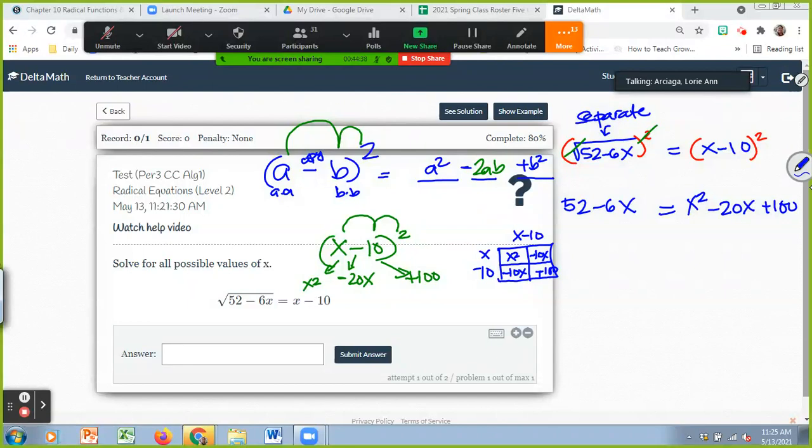Alright. Okay, so now we're going to move everything. You're going to make this one 0 equals. So subtract the 52 from here. And then subtract, no, not subtract because it's minus. You have to add the 6x underneath the 20. Okay, so now let's get the final form. X squared, negative 20 plus 6 is negative 14x. And then 100 minus 52 is 48. My bad, I put 5. Plus 48. There you go.